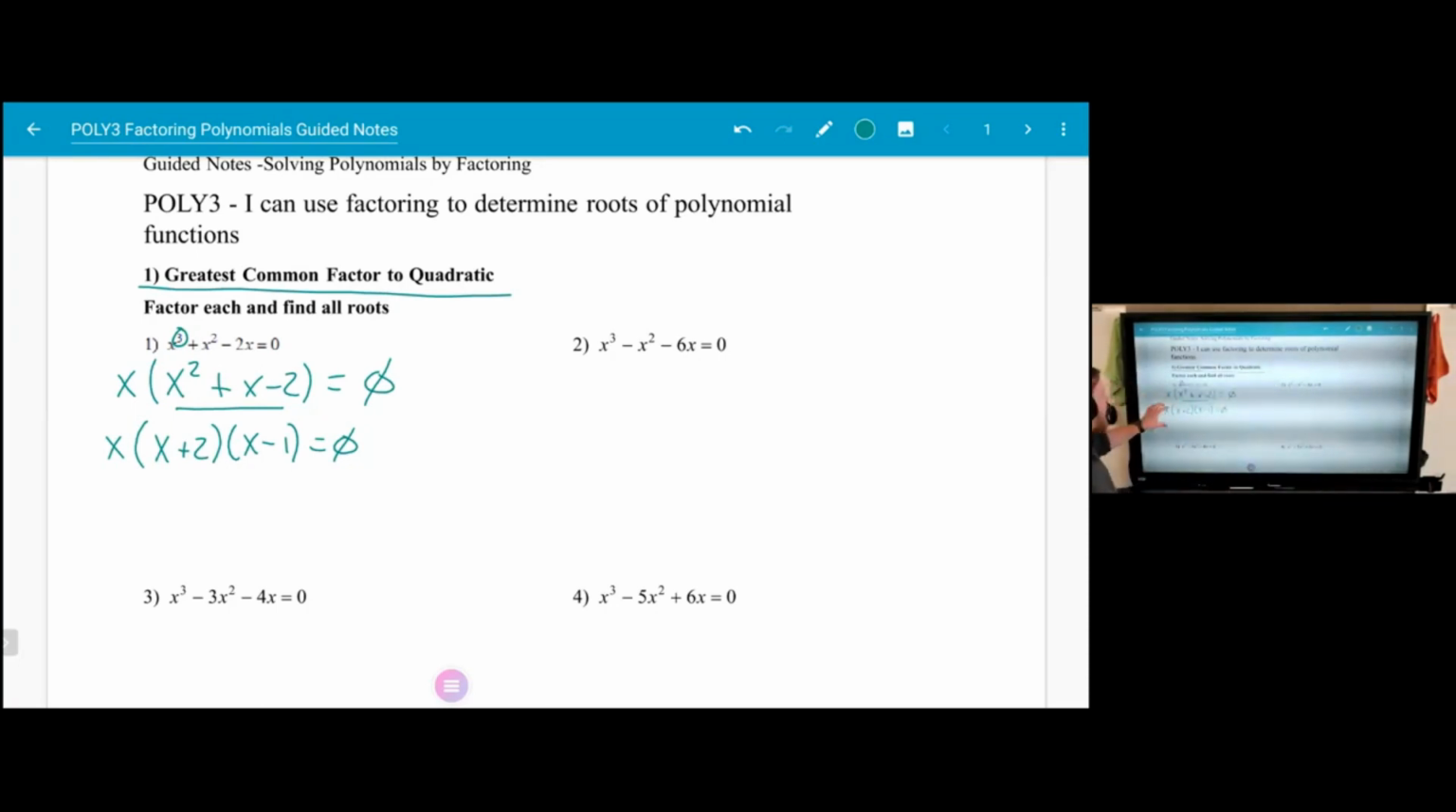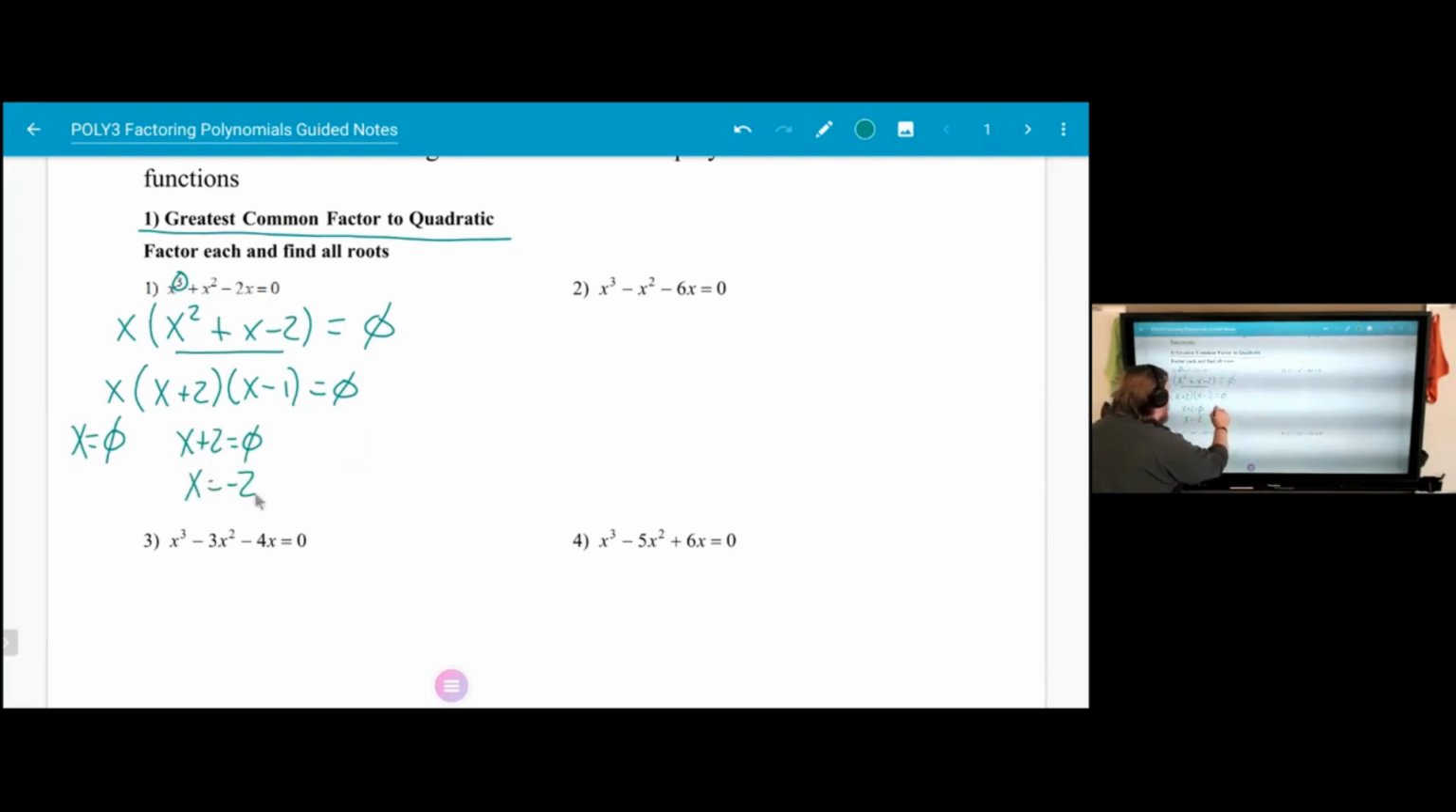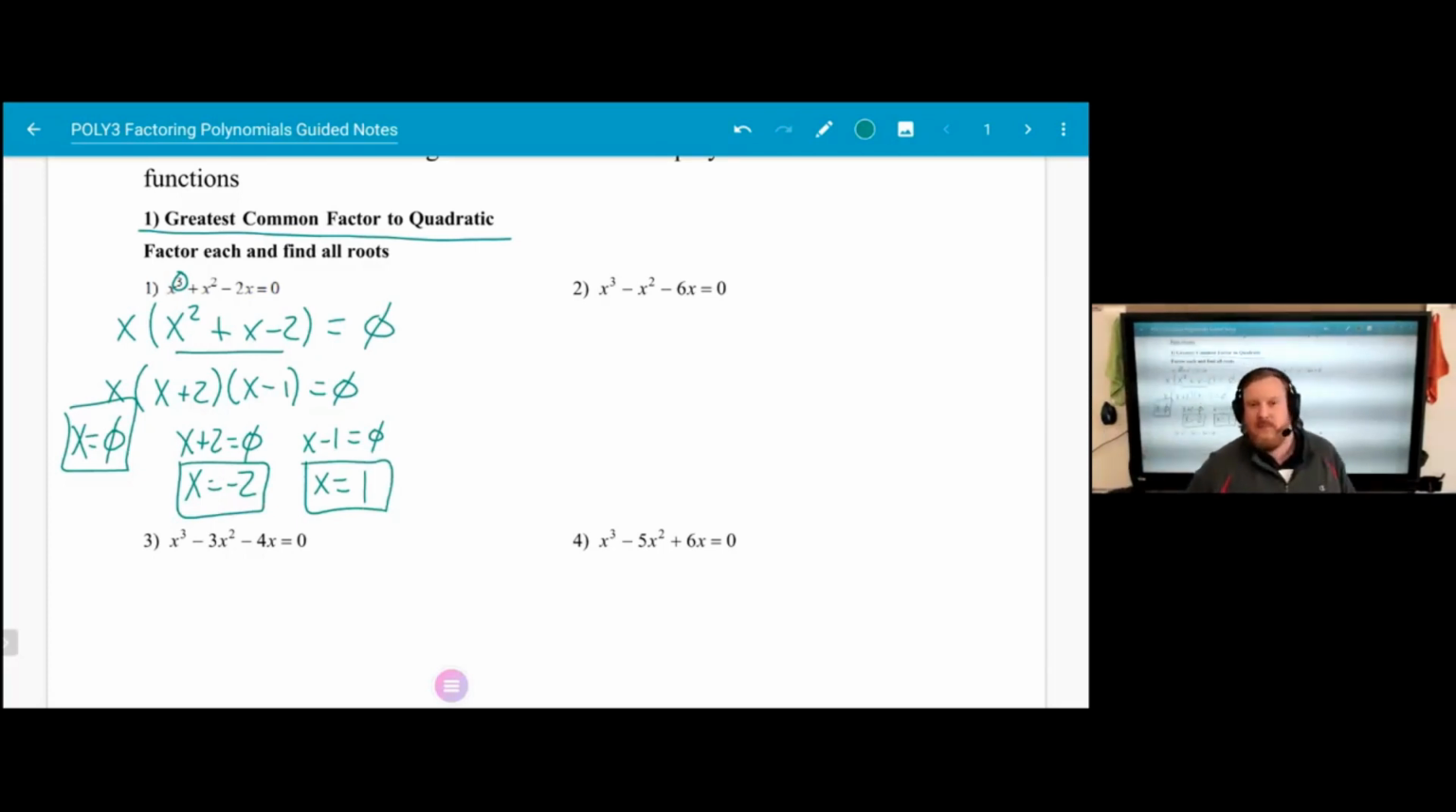We'll set each individual factor equal to 0. Remember, x is a factor. x equals 0. Well, yeah, just x equals 0. That's one of the things we could have. We could set x plus 2 equal to 0, so x would equal -2. x minus 1 equals 0, so x would equal 1. Our 3 solutions are 0, -2, and 1. Okay, you've seen that one time. Let's see it a second time.